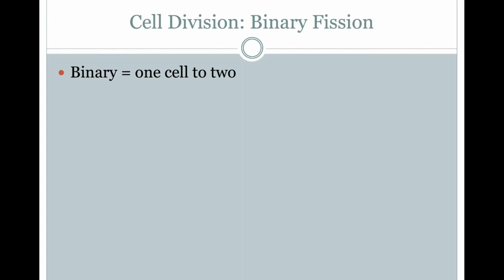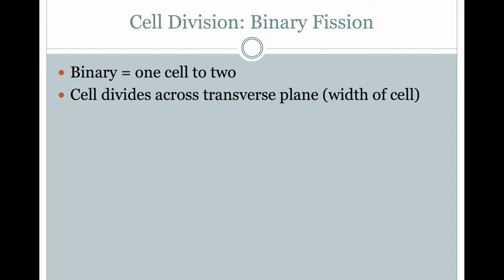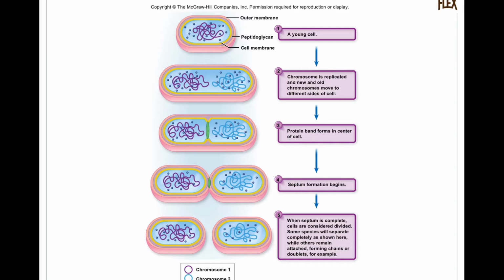Cells divide through the process of binary fission, wherein one cell divides to make two exact copies of itself. This is a type of cloning in essence, right? From one cell to two exact copies with no variation. This is also asexual reproduction. Cells, remember, divide across that transverse plane or the width of the cell to make two copies of itself. This also is what determines its arrangement in cell culture. The process is as follows.